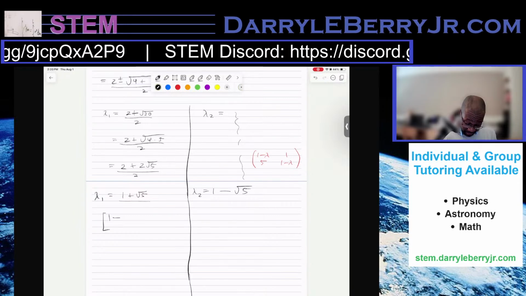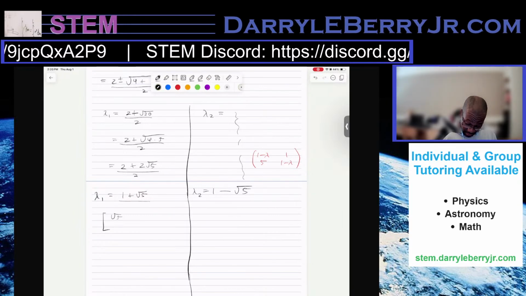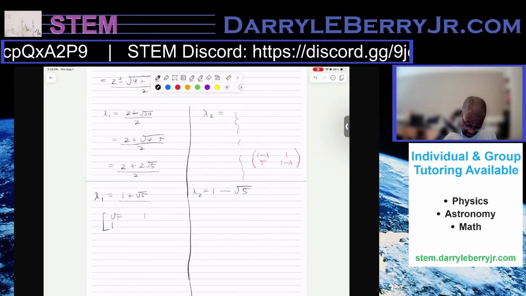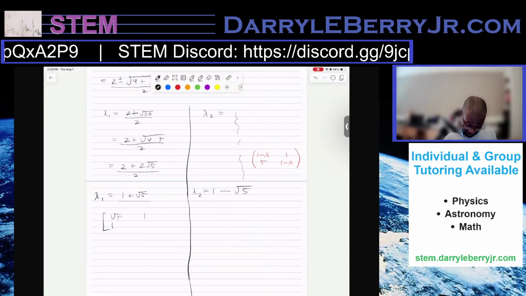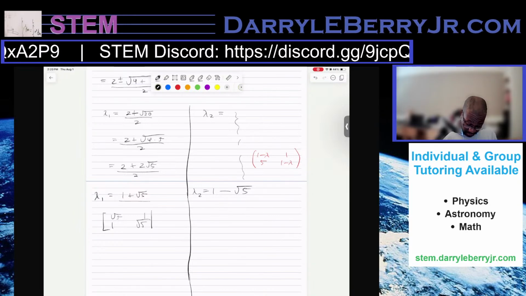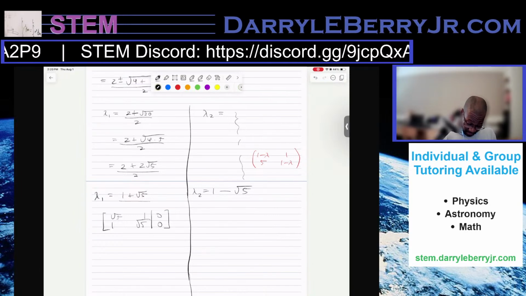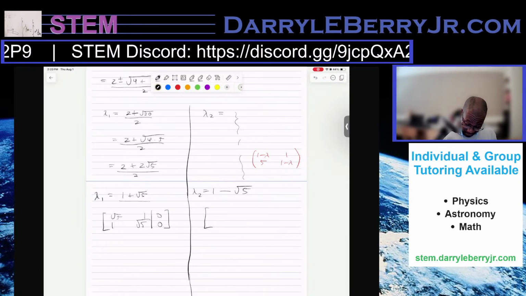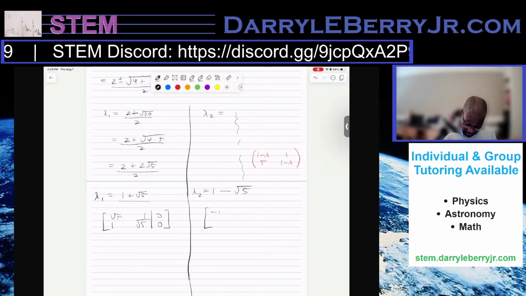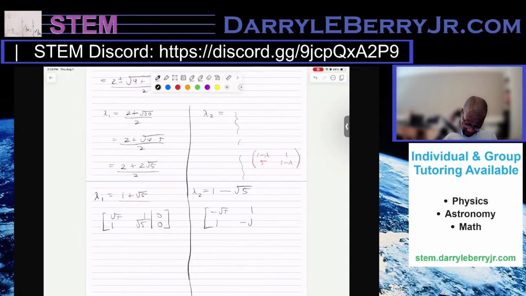So actually 1 minus 1 is 0. So that's square root of 5. And 1, 1. And that's still 1 minus that. So 1 minus 1 is 0. So that's square root of 5. And we have 0, 0. And then over here we have the same 1 minus, so that's going to be negative square root of 5. 1, 1, negative square root of 5.